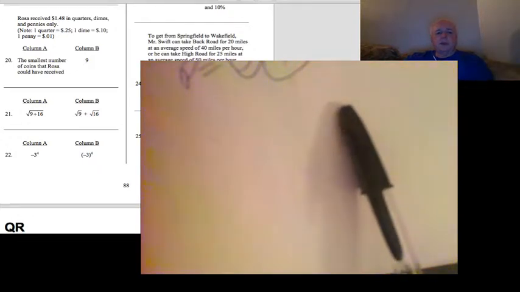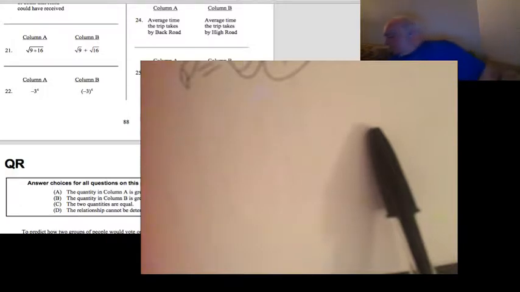We're doing question number 21 at this point. So we're going to compare the square root of 9 plus 16 versus the square root of 9 plus the square root of 16. So I'm just going to speak this one. I don't have to write it down. 9 plus 16 is 25, and the square root of 25 is 5. And column B looks like it's the same problem as column A, but it's actually different. We have the square root of 9, which is 3, plus the square root of 16, which is 4. So we have 3 plus 4 is 7. So we have 5 versus 7. So 21 turns out to be B then.